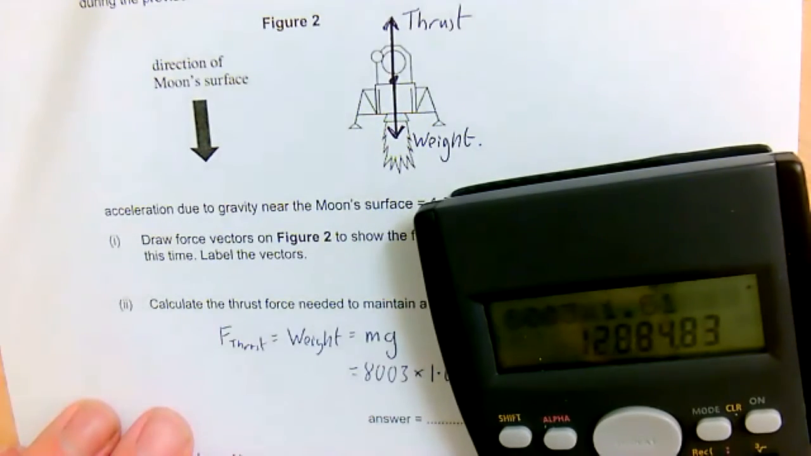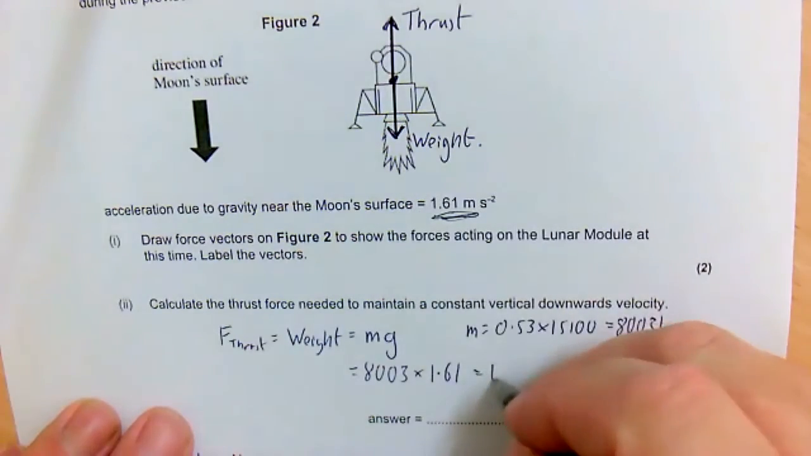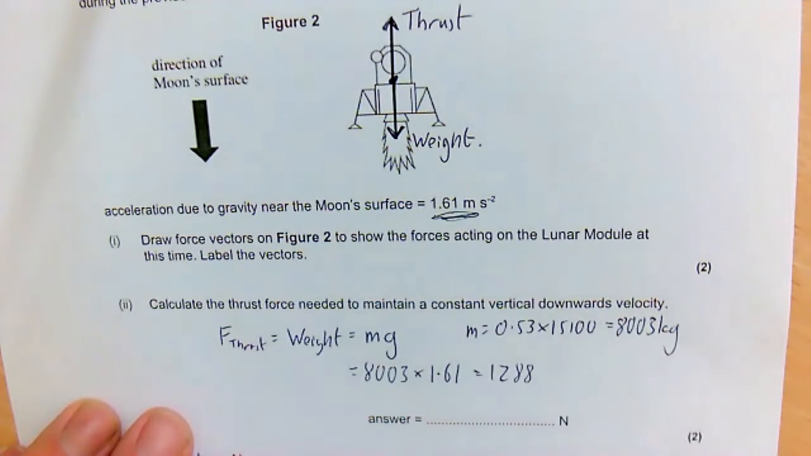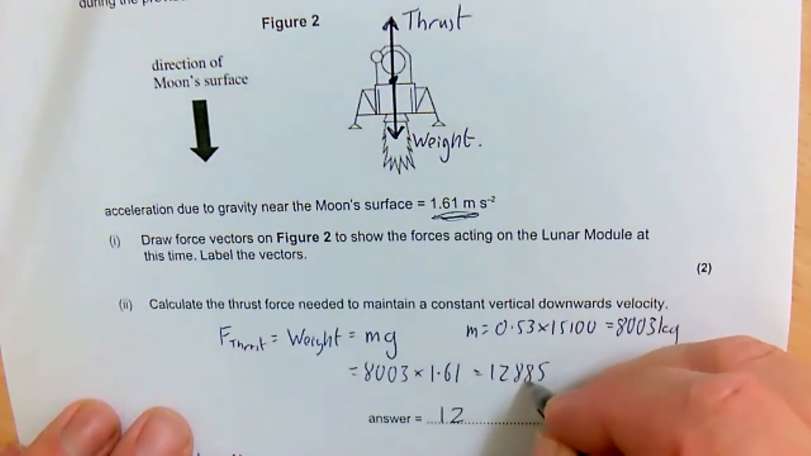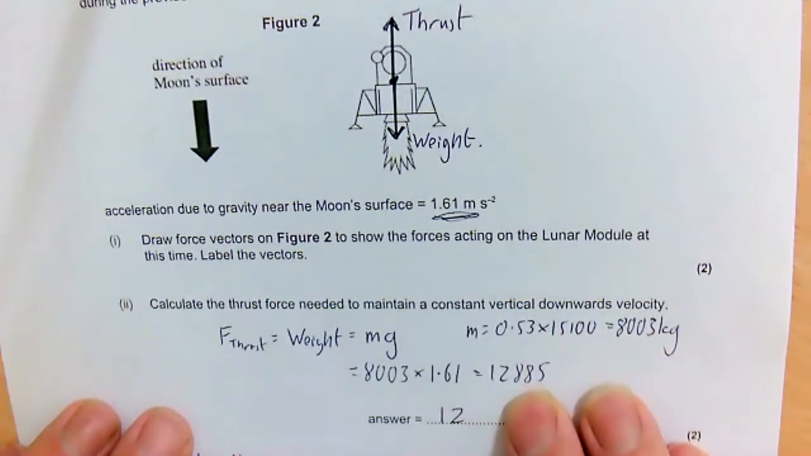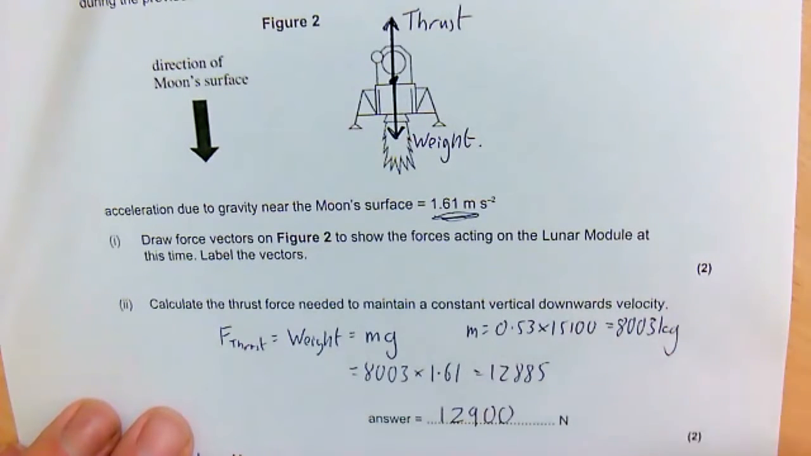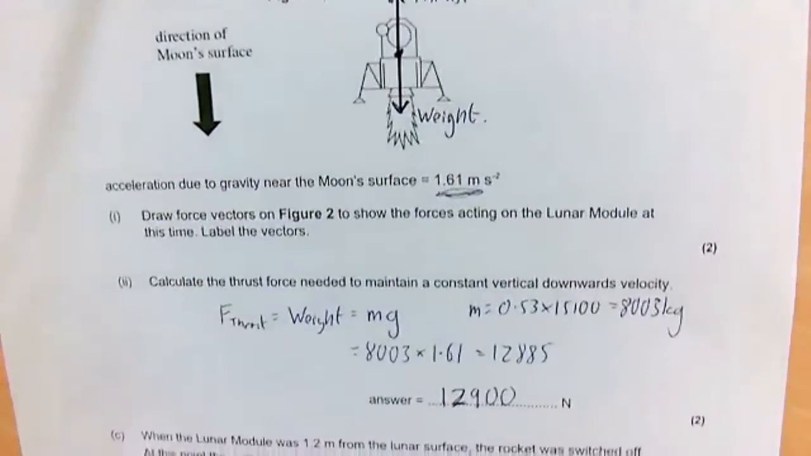Gives you 12,884.8, so 12,885 to the nearest Newton. How many significant figures have we got here? Well, all of our values are to 3 significant figures, so the value I'm going to quote is 1,200. So it's going to be up to there. Next one's 5 or above, so it's 900 newtons. Okay, so that's the thrust force from the rocket.